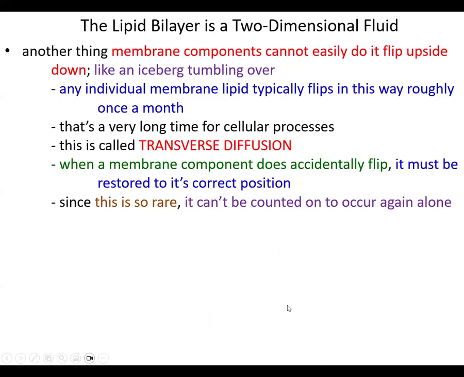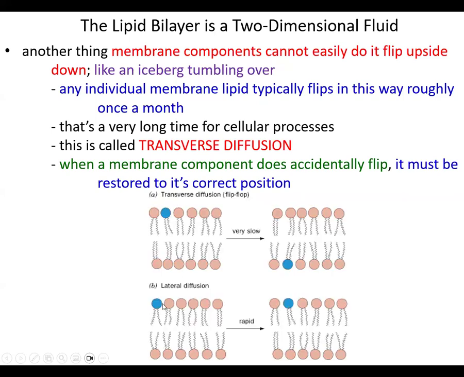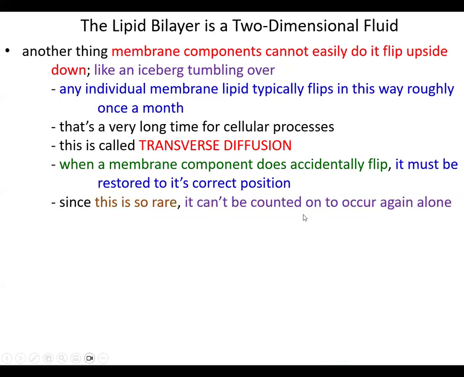And because it's so rare, we can't count on it flipping back into the right position. If it takes 3 months for this phospholipid to get here, it's going to take another 3 months for it to maybe flip back to its correct face. So again, this has to be fixed. It has to be corrected. And it is corrected by enzymes that are cutely named flipases.